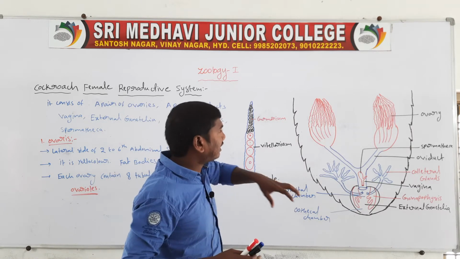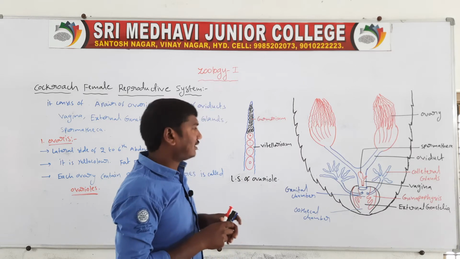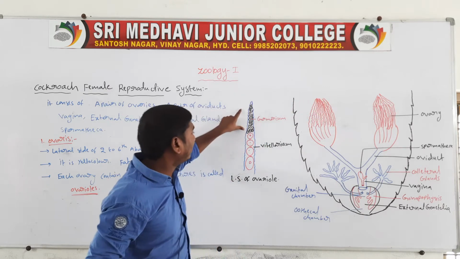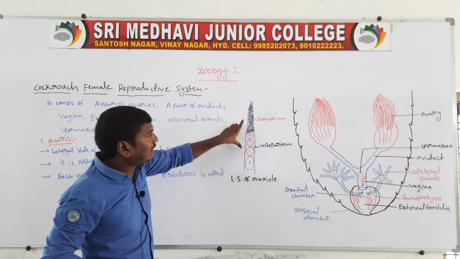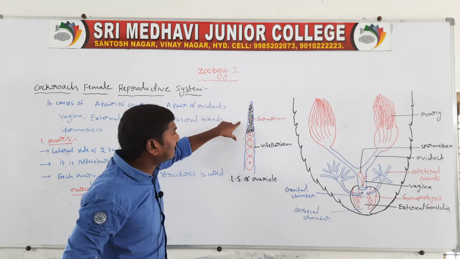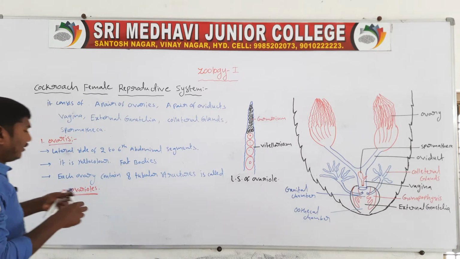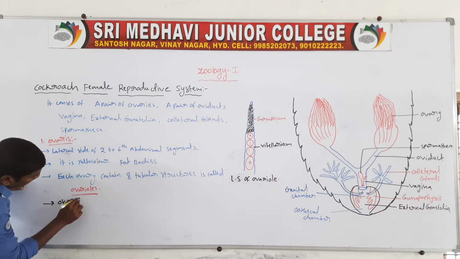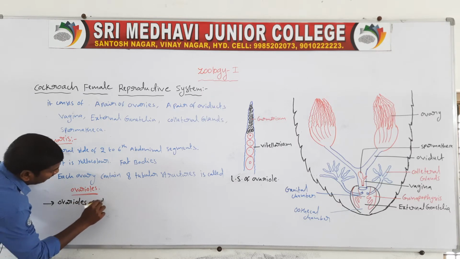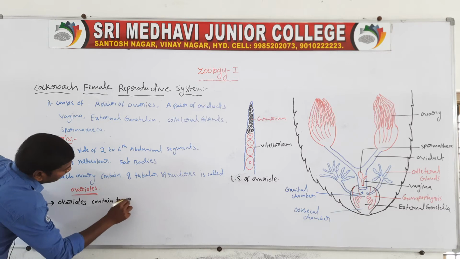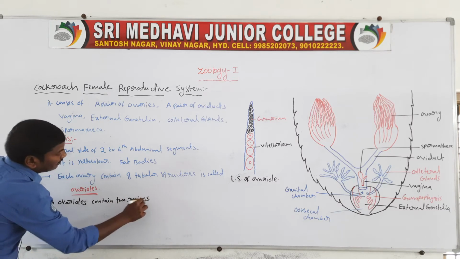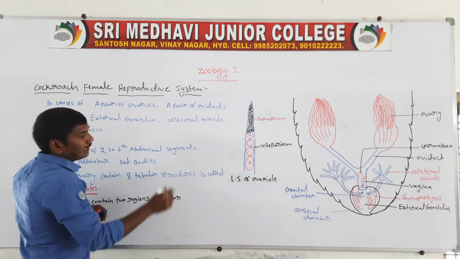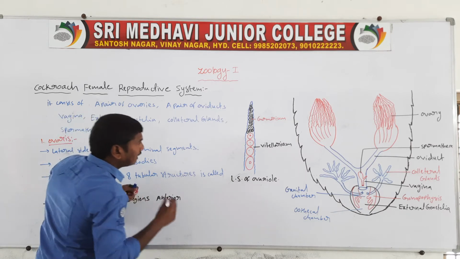Next one, the ovariole contains 2 regions. This is 1 ovariole, and these are the 8 ovarioles. This is the longitudinal section of 1 ovariole, and it presents 2 regions. One is the anterior region, called the germarium.